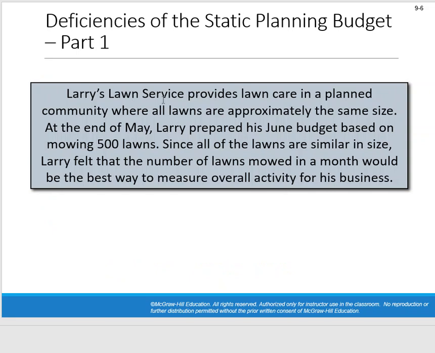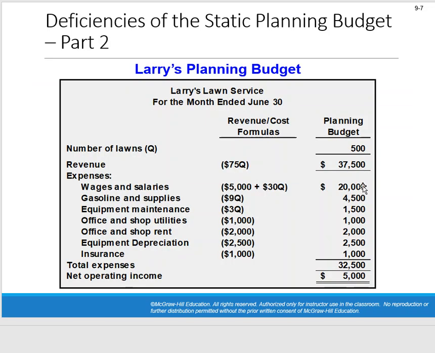So we're going to look at Larry's Lawn Service. They provide lawn care in a planned community where all the lawns are about the same size. At the end of May, Larry prepared his June budget based on mowing 500 lawns. Since all of the lawns are similar in size, Larry felt that the number of lawns mowed in a month would be the best way to measure overall activity for the business. So Larry has put this together. So the number of lawns being 500, and he thinks his revenue is going to be 75Q, 75 times quantity 500.